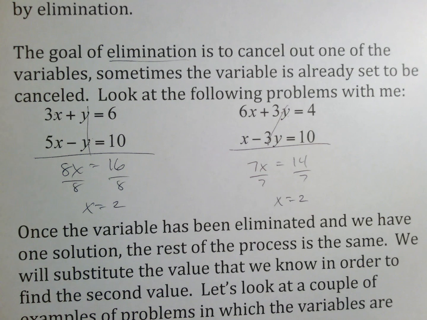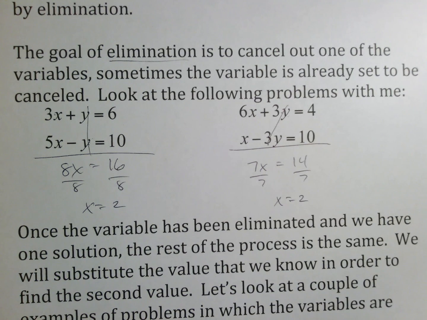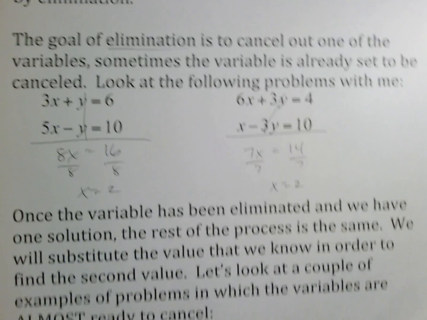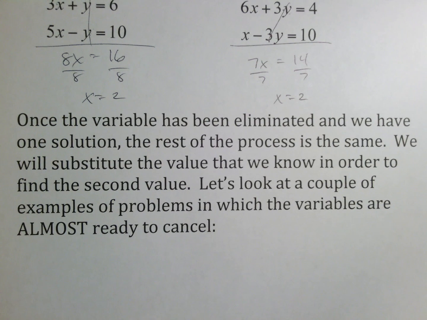Also kind of boring, but you get the general idea that all we have to do if the variables are opposite is add up all the parts. Once the variable has been eliminated and we have one solution, again the process is the same. You simply rewrite one of the equations and substitute the value that we know in order to find the second. So let's look at a couple examples of problems which are almost ready to cancel.